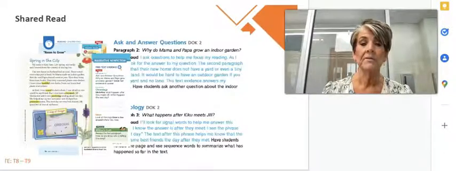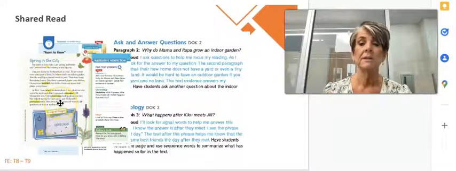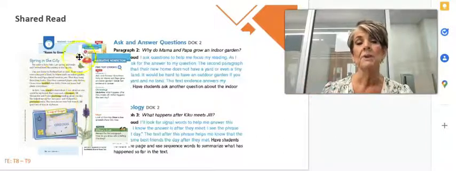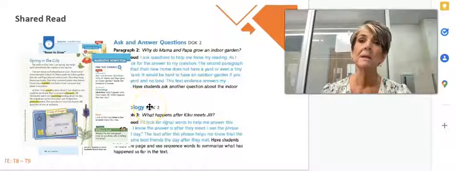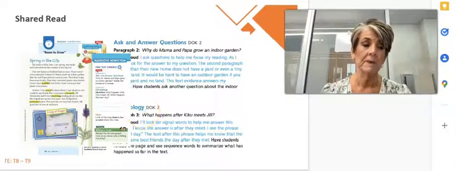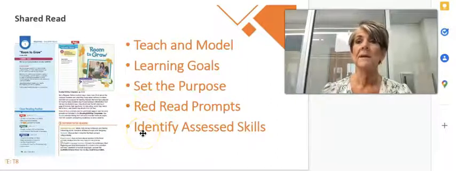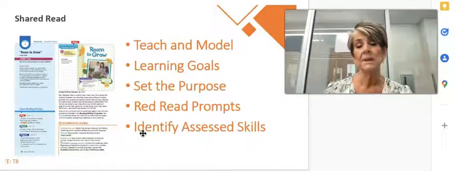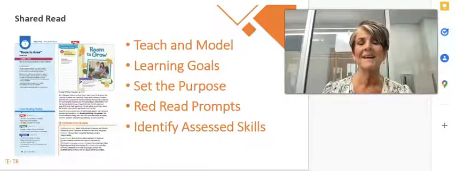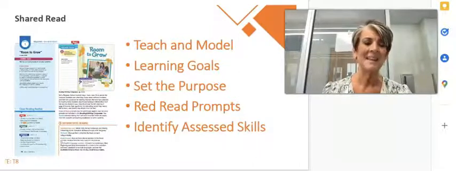So in the shared read, here is your vocabulary that's highlighted. You can teach it incidentally, prior or after. It's highlighted for that second read. Here you have the ask and answer questions. The skill being taught is chronology for this one. So on here you will teach and model, you'll set the learning goals, set the purpose, and do the read prompts. And you're going to identify in your success criteria any assessed skills.